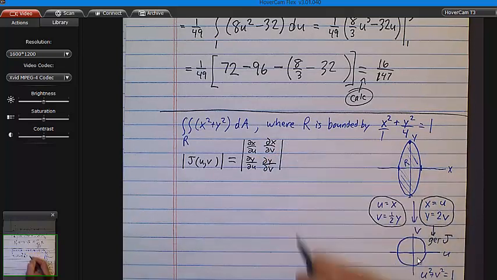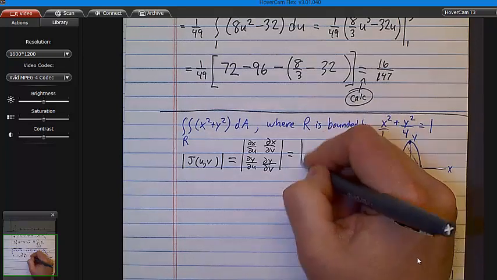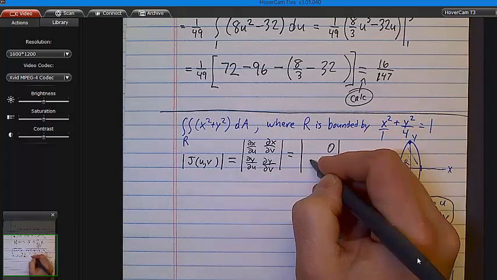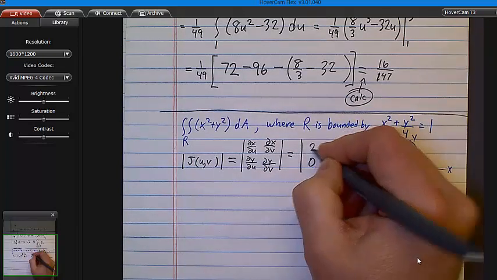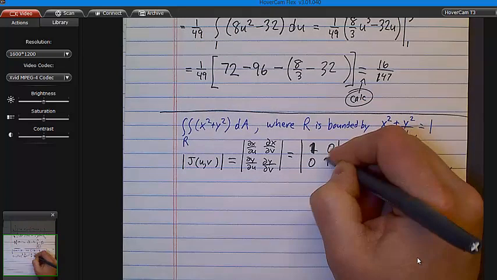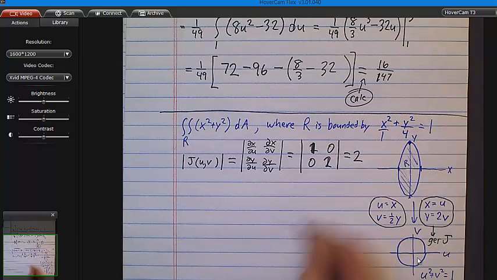Why does this one work out so nice? Yeah, because you have zeros. x doesn't have any v's in it. y doesn't have any u's in it. So you have a 1 there and a 2 there. But either way, we're getting 2. Okay.